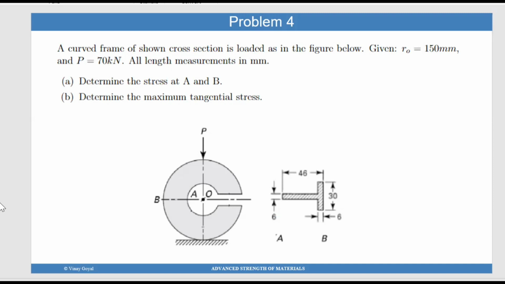So A and B is basically, if it's not clear, this is point A and this is point B. So it's basically saying what are the stresses on the inner and the outer part of the beam, and determine the maximum tangential stress. So in the sense, you are trying to figure out the tangential stress at A and B, right? There is no radial stress at A and B.